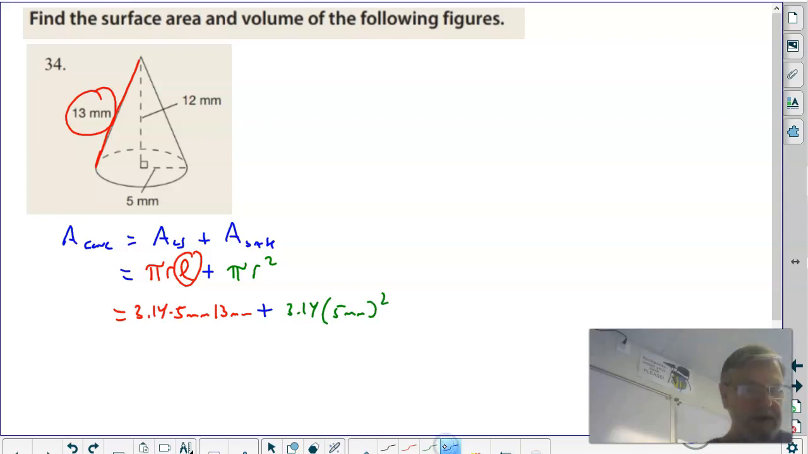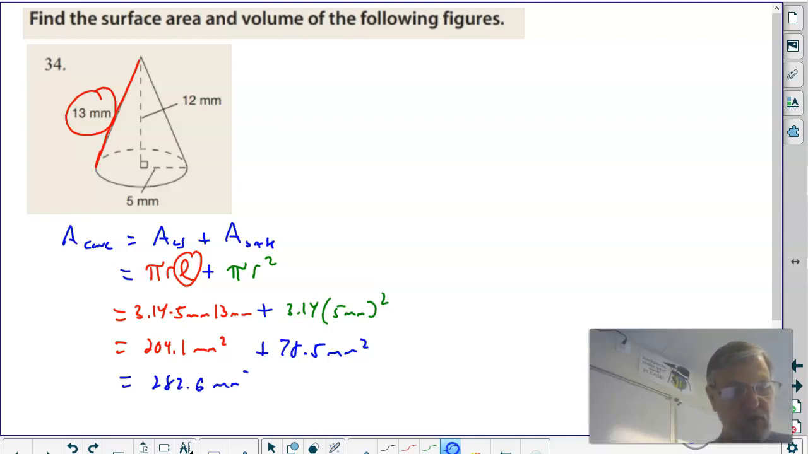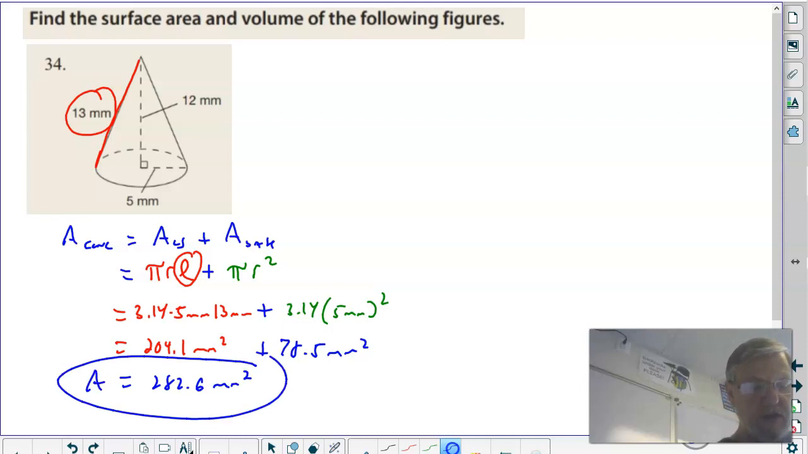Okay, calculator. So lateral surface, 5 times 13 times 3.14, and this is 204.1 millimeters squared, plus 25 times 3.14, and this is 78.5 millimeters squared. Add the two together, I get 282.6 millimeters squared, and that is the correct surface area of that cone.